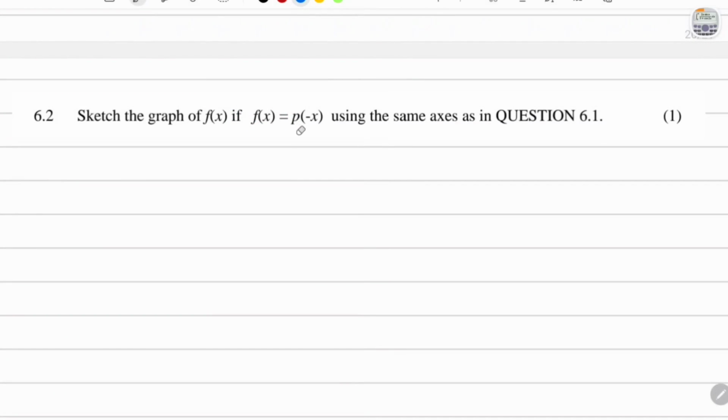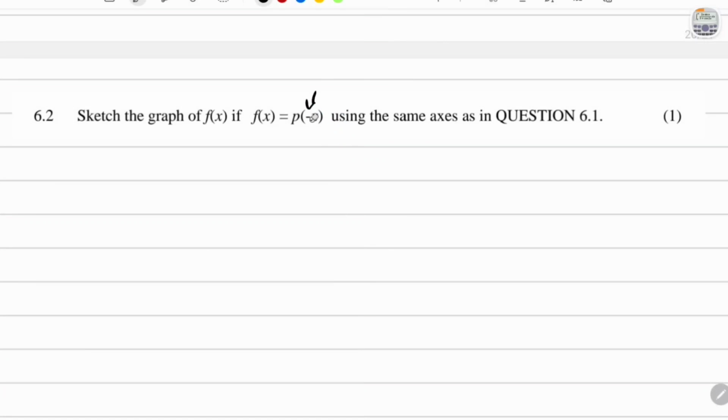If f of x is equal to p of negative x, using the same axes in question 6.1. So we need to use that graph, right? The axis there. And we need to go ahead and sketch this graph. Let's go ahead and translate and understand what this means. If f of x is derived by saying p of negative x, what does that mean?